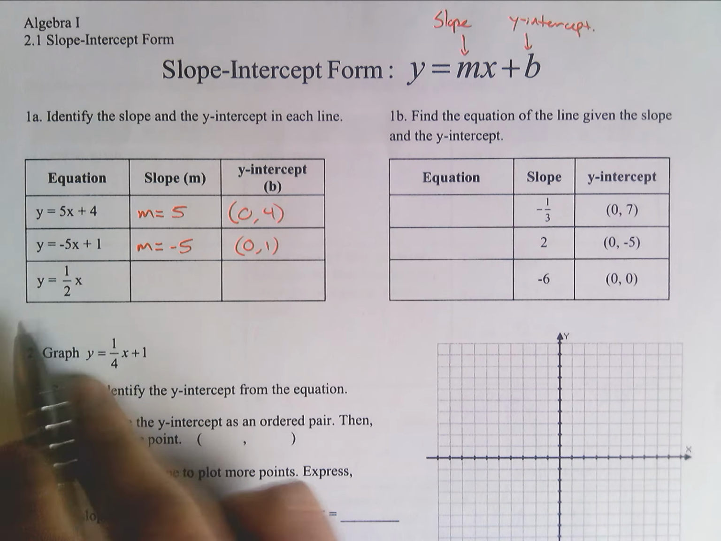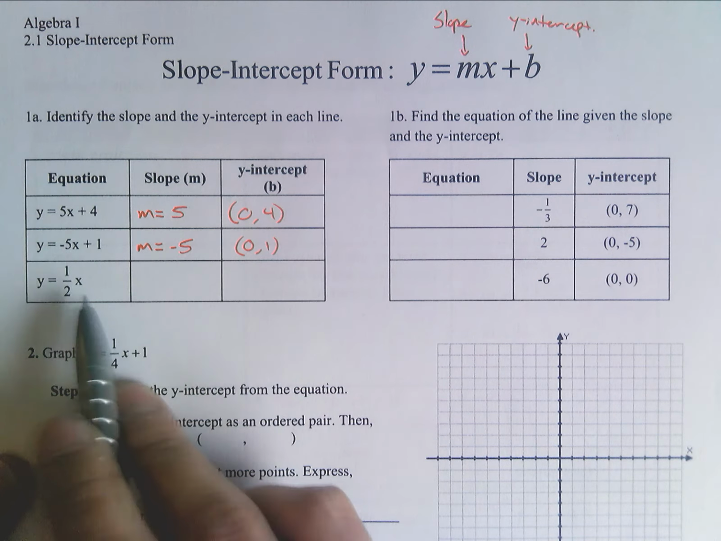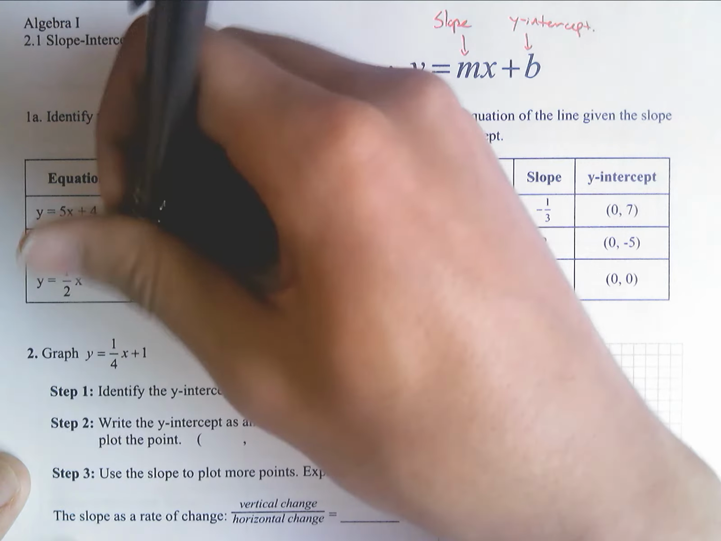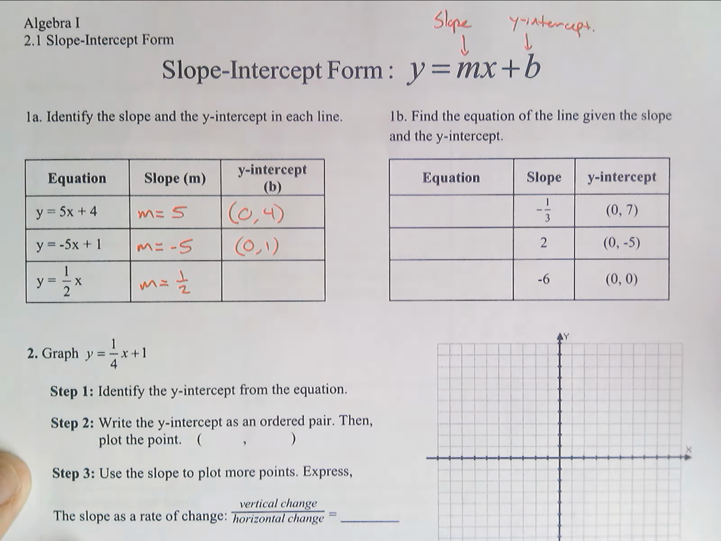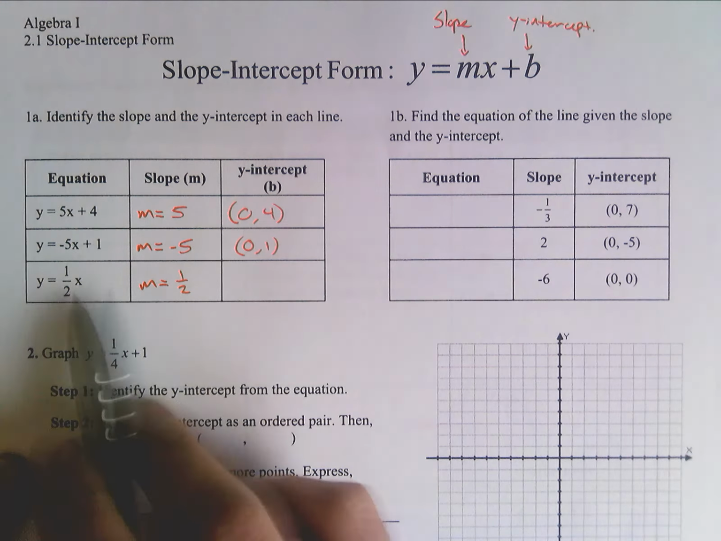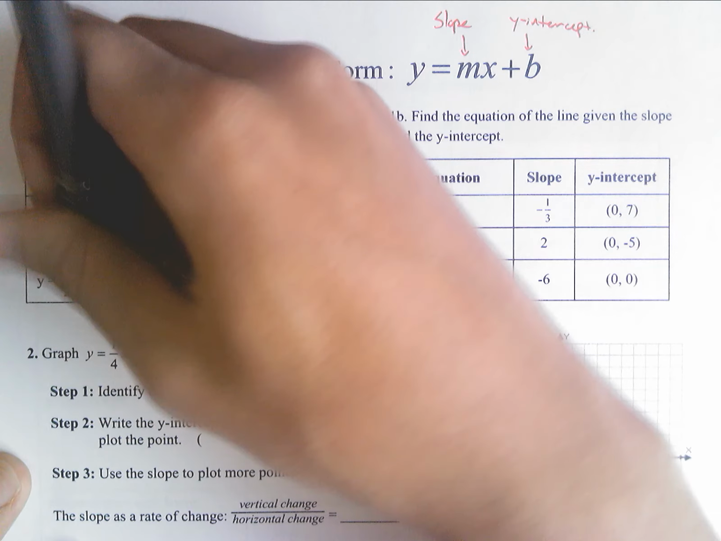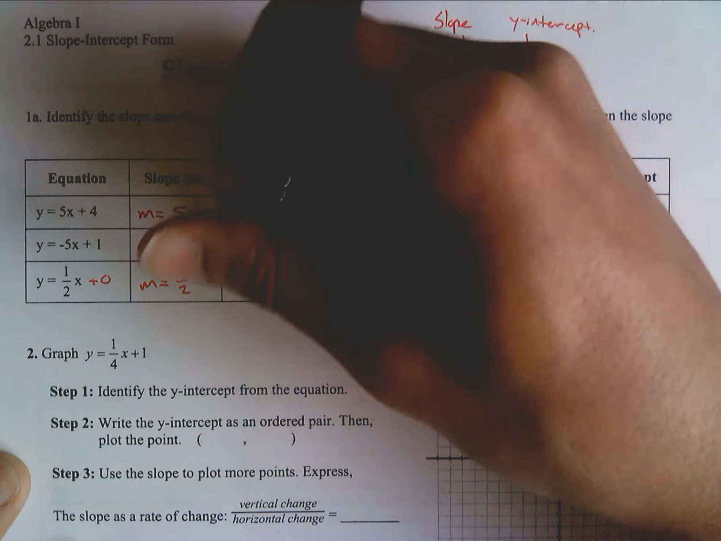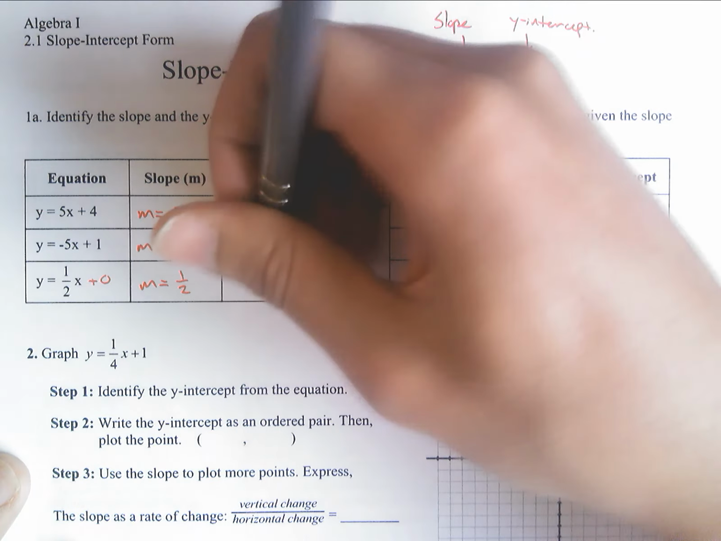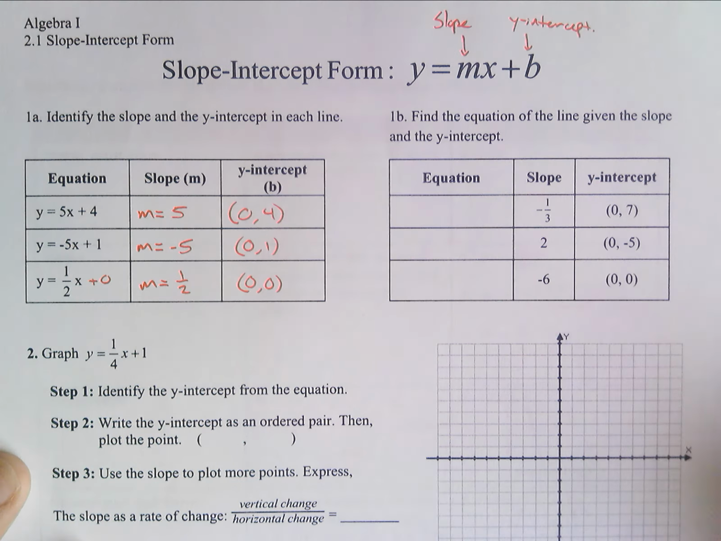Here we have y equals 1/2 x. Again, our slope, it can be a fraction. It's that number out in front of x. So we have our slope is 1/2. Now what's our y-intercept? I don't see anything tacked on at the end. Well, if there's nothing tacked on at the end, you can assume that we've got like a plus 0, right? That doesn't change anything. Our y-intercept is not there, it's 0. So our y-intercept here as an ordered pair is the origin, (0, 0).